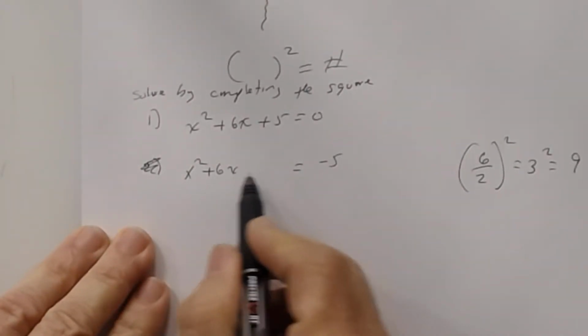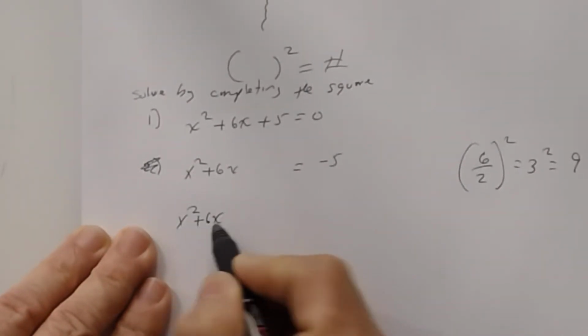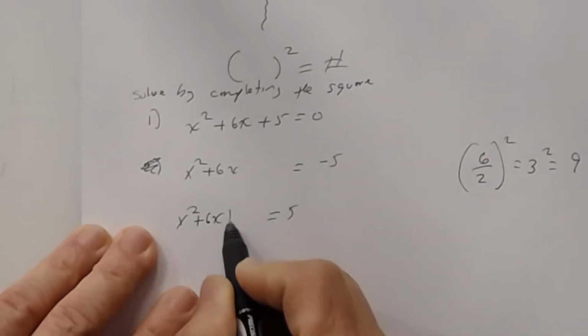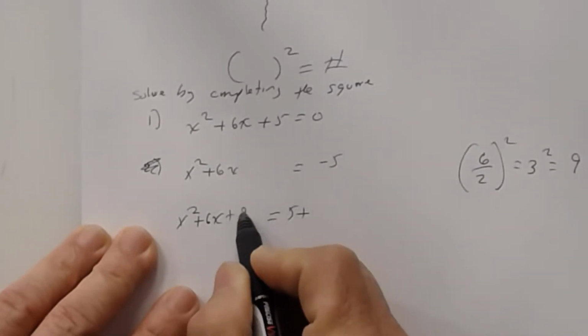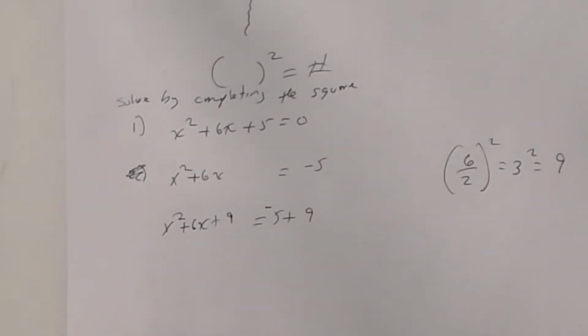All right, so you remember that little space I had right here? So x squared plus 6x equals -5. Now you're going to add what to both sides? 9. So x squared plus 6x plus 9 equals -5 plus 9. Remember, what you do to one side, you have to do to the other.